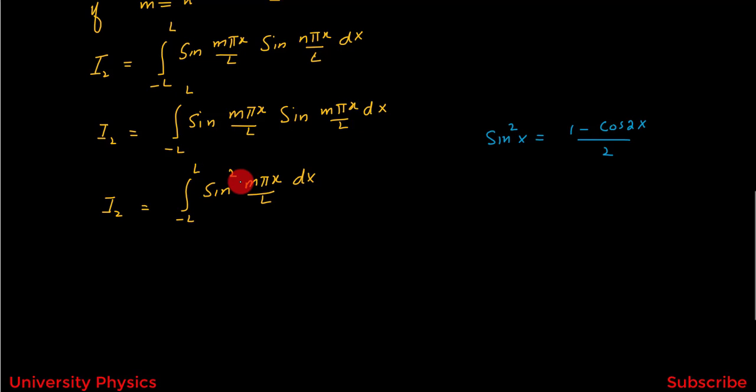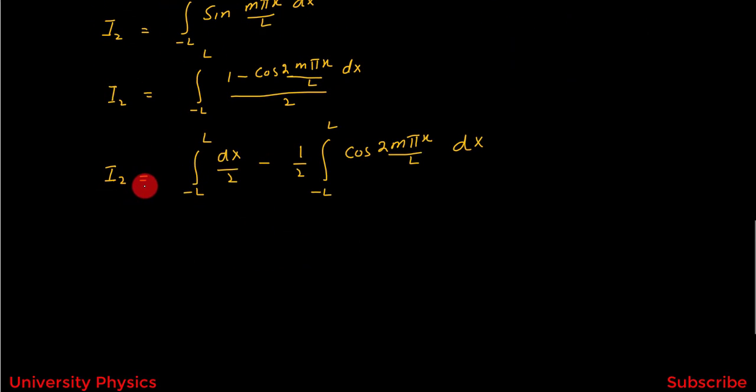Now I2 is equal to the integral from minus L to plus L of (1 minus cos(2 m pi x over L)) divided by 2 dx. I can write this equation as I2 is equal to the integration from minus L to plus L of dx over 2 minus half the integration from minus L to plus L of cos(2 m pi x over L) dx. Friends, we know from lecture number 3 that the integration of cos(2 m pi x over L) is equal to 0.